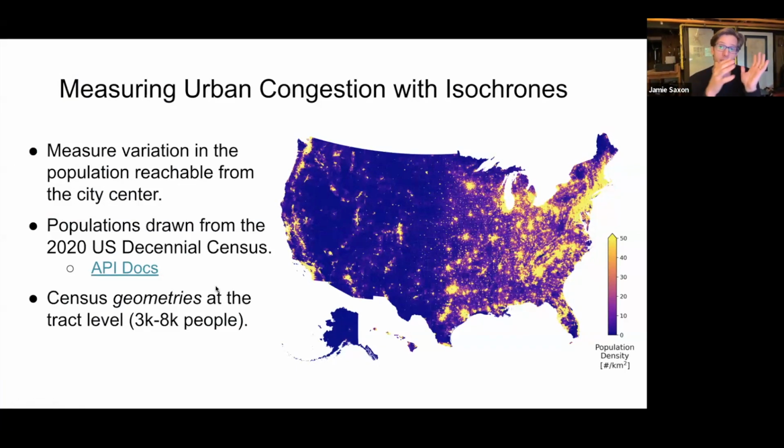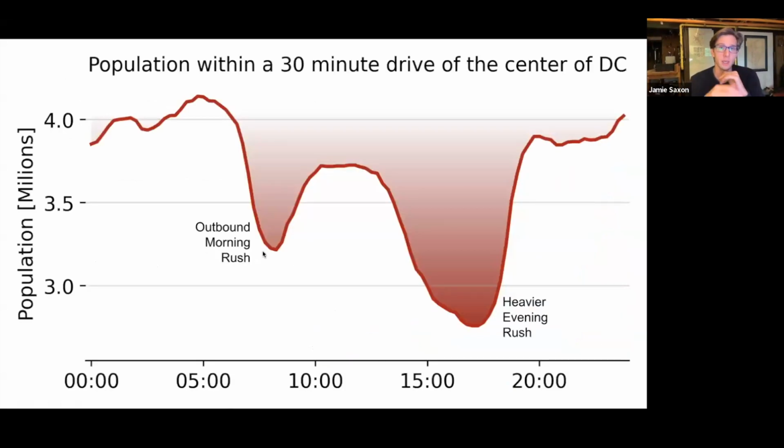So if we take the first example that I showed you visually of Washington, D.C., and we start from the center of Washington, D.C., and then use this depart at feature every 15 minutes throughout the day and ask how many census tracts I would be able to reach starting at this time, at the next time, and so forth. You see that in the outbound morning rush, this collapses somewhat, but not as badly as the evening rush, when the roads leaving the city are much more congested.